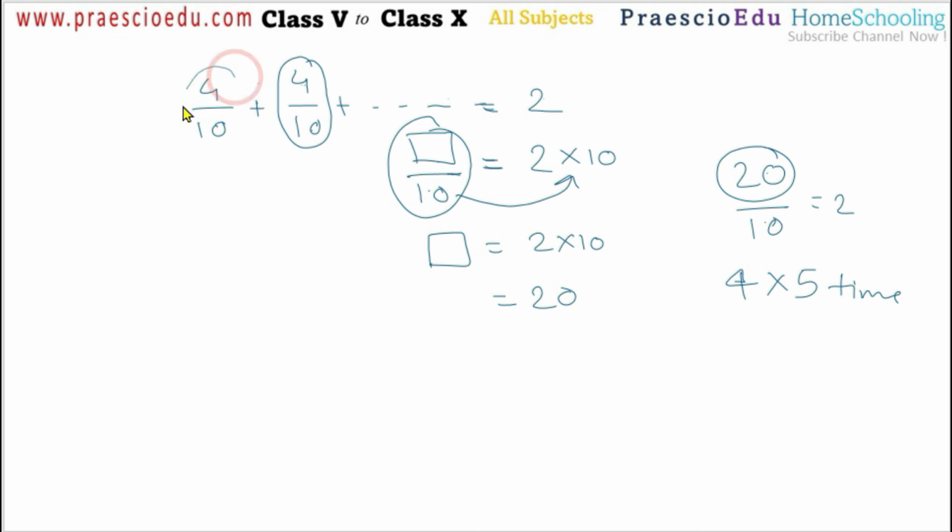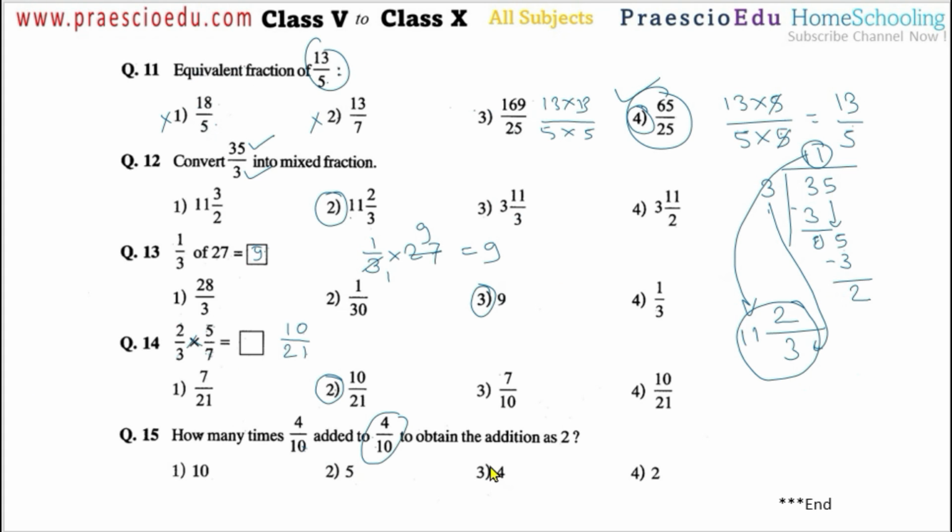But it is already mentioned that 4 by 10 is there, and how many times does this have to be added? So this is already one time here. From the multiplication, 5 minus 1 means 4 times we have to add, that is the meaning. So this one is added 4 times, and this is given in option number 3. So the correct answer is 4 for question number 15. Thank you.